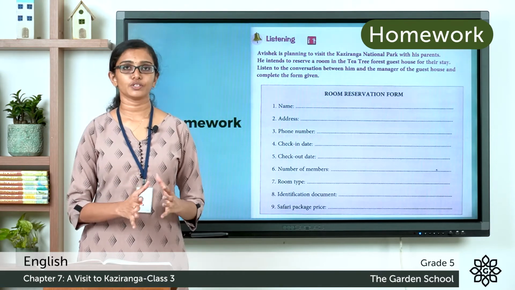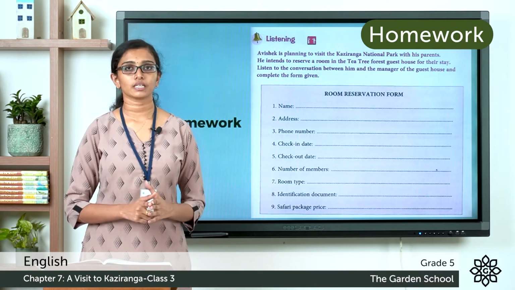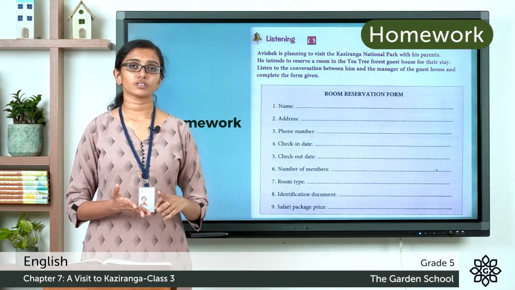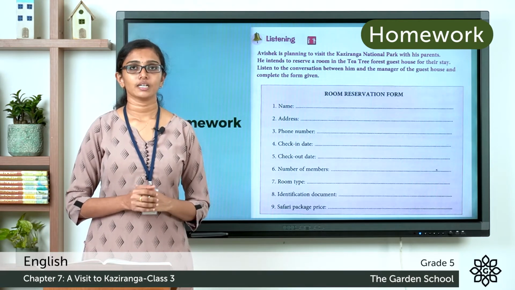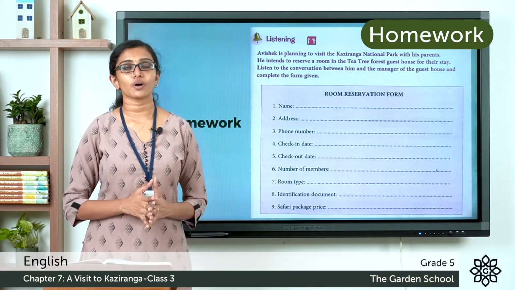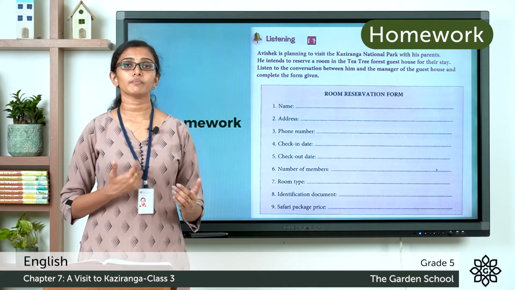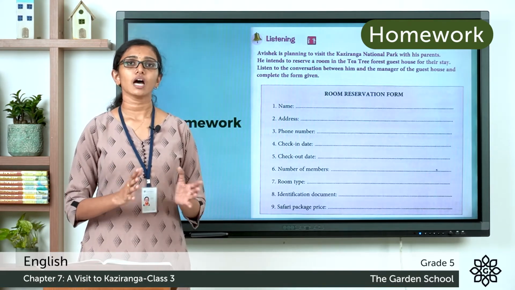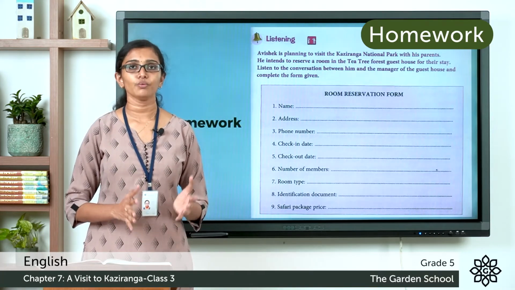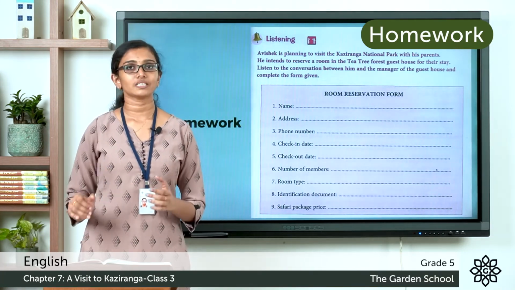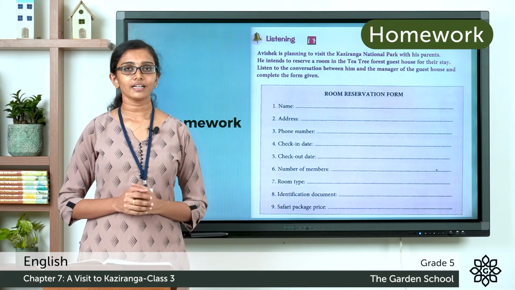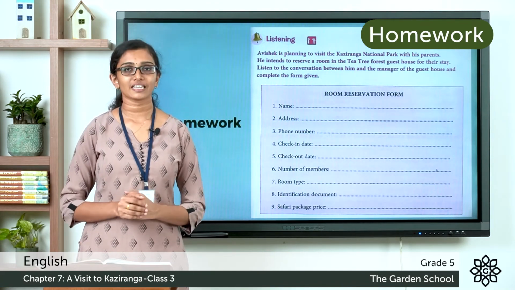Imagine that you are Abhishek and you can choose someone else, maybe a friend or maybe your brother or sister, maybe you and your parent. Let the other person be the manager of the guest house that you are planning to stay. And you imagine yourself as Abhishek, then have a conversation between you two and then you fill in all the details here. Clear? Now, let's move on to the next exercise.